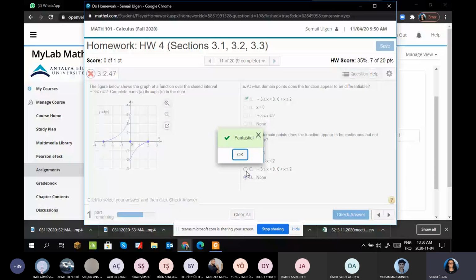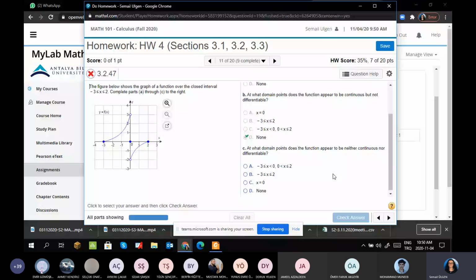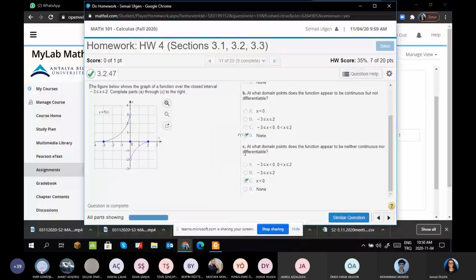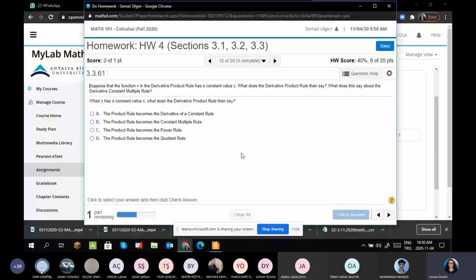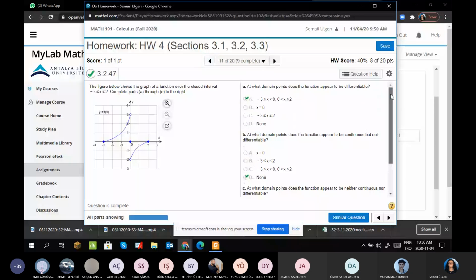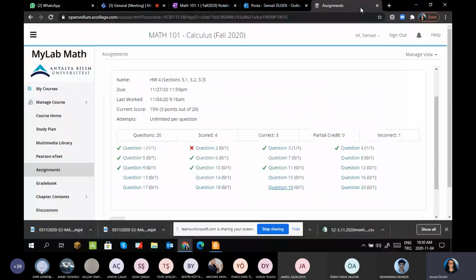At what domain points does the function appear to be neither continuous nor differentiable? It is the 0 that we just talked about. And this is section 3.3, by the way. Okay, we are good, so we finished it all. Expect questions similar to these in quiz 1. That's all I can do for today's class.